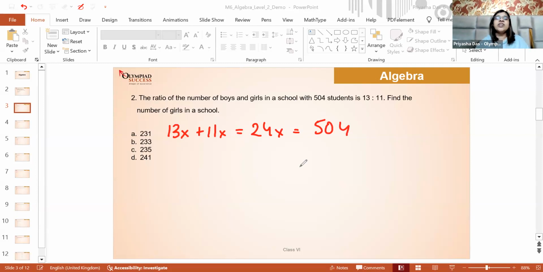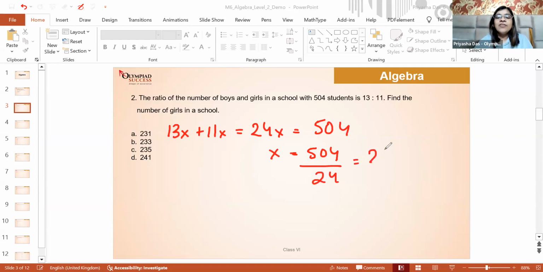504. Now, can Sharanya quickly tell me in the chat box what is the value of x which she got? Lokesh has already sent it up in the chat. Good. For Lokesh, it's 21. Sharanya also shared the value of x. Thank you. That is equals to 21.